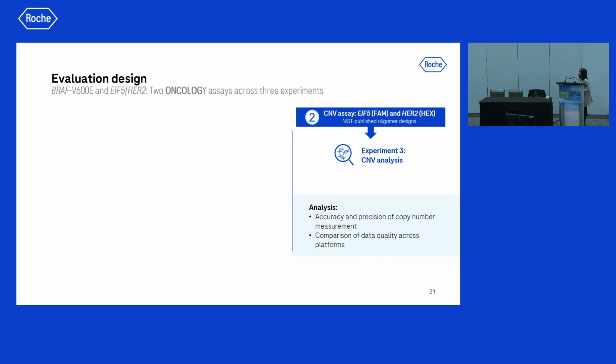And now I'm going to move on to the final experiment. In this experiment, we're shifting over to a copy number variation assay as opposed to a rare mutant detection assay. And you can imagine that for a copy number variation assay, measuring very small differences is really important, right? So precision is going to be highly important here. And again, this is not using a Bio-Rad assay. This is using a NIST, the National Institute of Standards, published oligomer design for HER2 and the balancer, which is going to be EIF5. Again, EIF5 here in the FAM channel and HER2 here in the HEX channel.